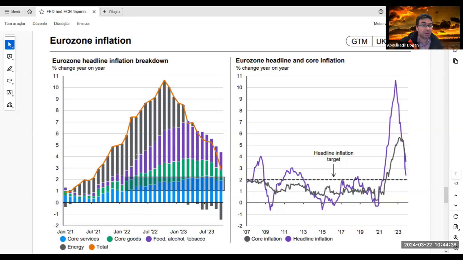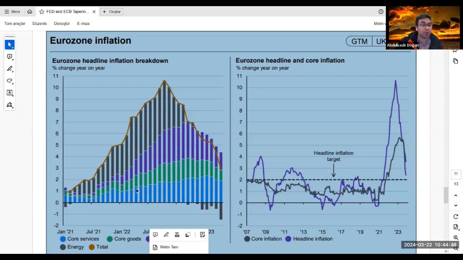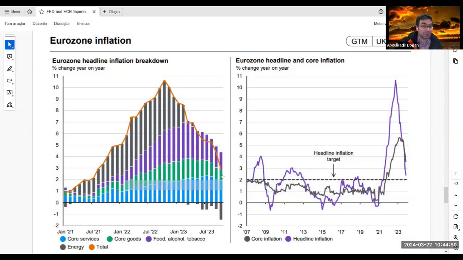As you see, food and alcohol are volatile. They are increasing and decreasing as well. The core goods are increasing and here decreasing as well. But the core services never decrease during this period and are almost stable. So today in the United States or Eurozone, we are speaking mainly about services inflation, not goods or food inflation.